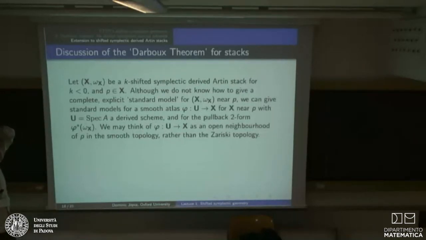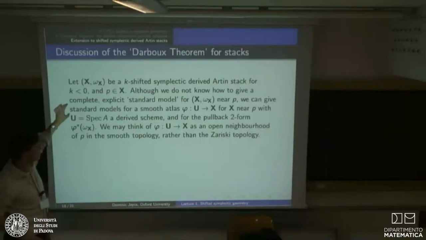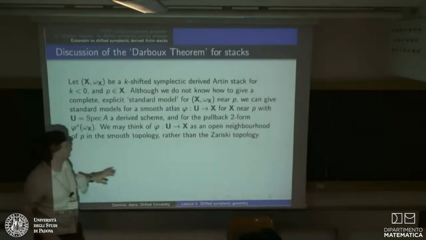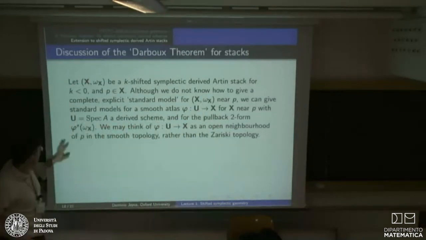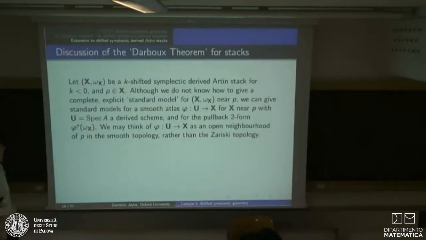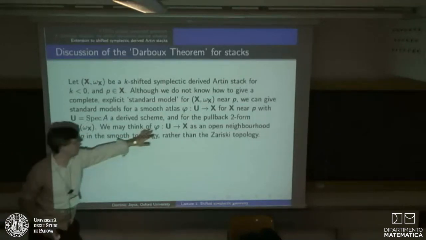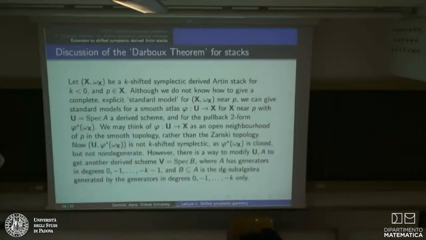So, roughly what's going on, because it's a stack, it's not so easy to give local models of stacks, really, not so easy locally anyway. And even for classical Artin stacks. But we can give standard models for smooth atlases. So given any smooth atlas, phi from U into X, essentially arbitrary, you can write U as Spec of A, locally on U. And we can also give local models for the pullback phi star omega_X. So you can think about phi from U into X as an open neighborhood of U in the smooth topology rather than the Zariski topology.